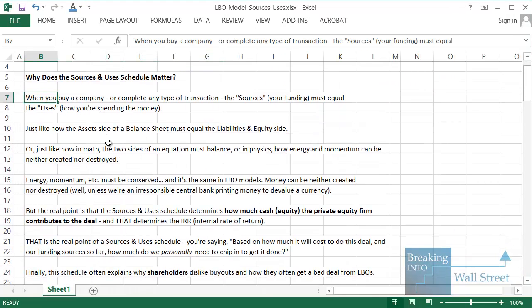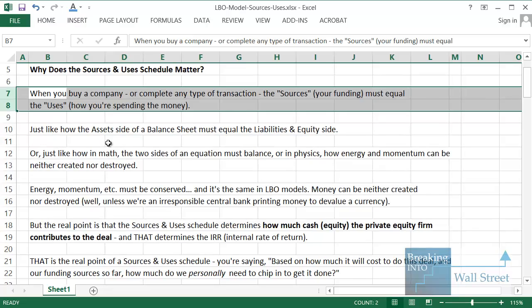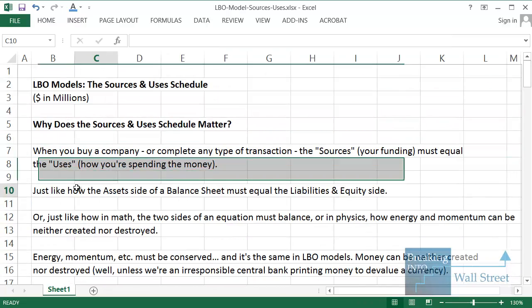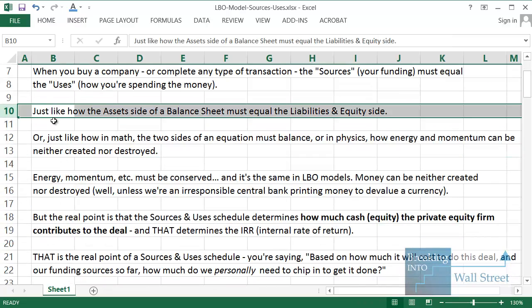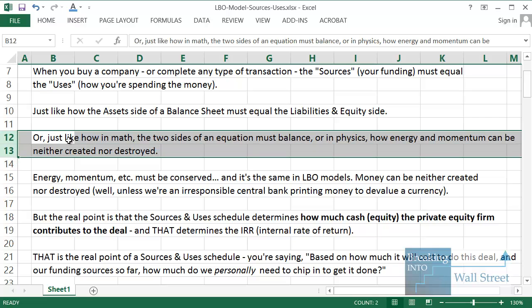And the reason why it matters so much is that your sources, your funding for the deal, have to equal your uses, how you're spending the money. It's sort of like how the asset side of a balance sheet has to equal the liabilities and equity side, or like in math, how two sides of an equation must balance, or in physics, how energy and momentum can be neither created nor destroyed.